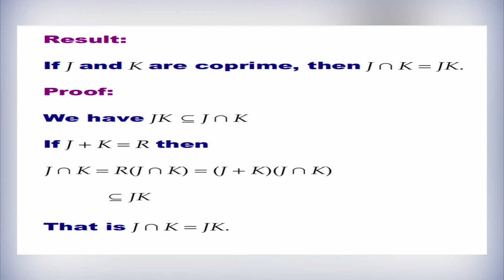Until now, we had seen about the union of ideals. So, can you think what will be the intersection of ideals? Let us see this in the following result. If J and K are co-prime, then J intersection K equals JK. Proof: we have JK is a subset of J intersection K. If J plus K equals R, then J intersection K equals R times (J intersection K), which equals (J plus K) times (J intersection K), which is a subset of JK. That is, J intersection K equals JK.